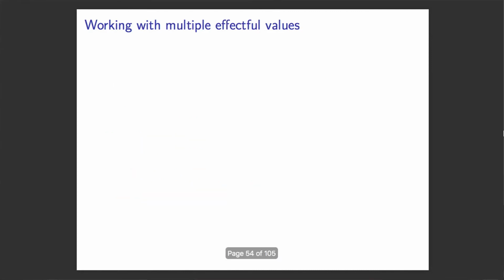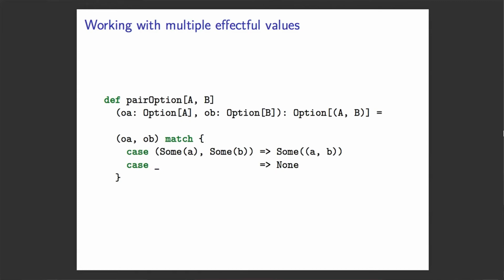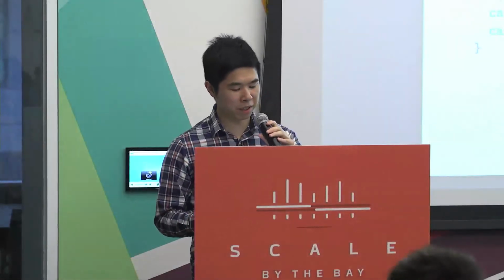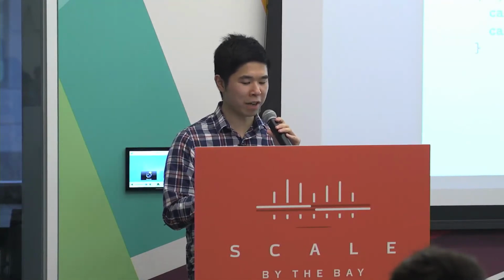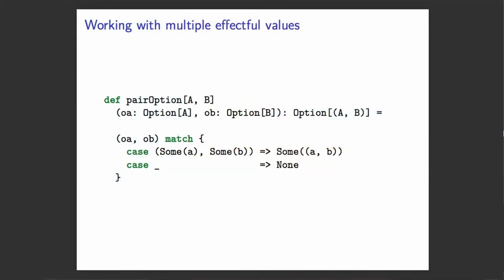So let's look at what this looks like for different effects again. For option, we're going to have an option of A and an option of B, and we want to get an option of the pair. In this case, we want to pattern match on the two options, and if they both are somes, then we can pair them up. Otherwise, if either of them are nones, then we have to thread a none through, which makes sense because if I want to compose two values and either of those values may not be there, then I don't really have a way of composing them, so I have to fail the entire thing.